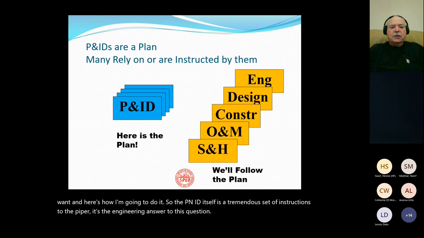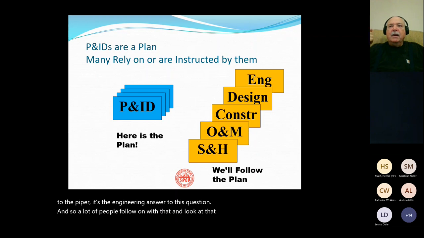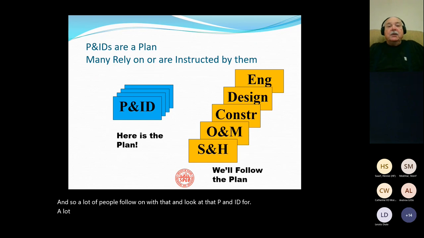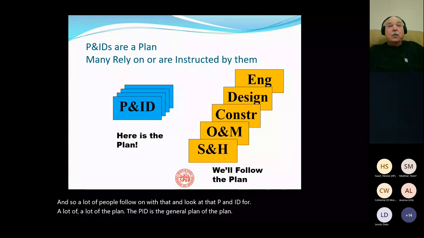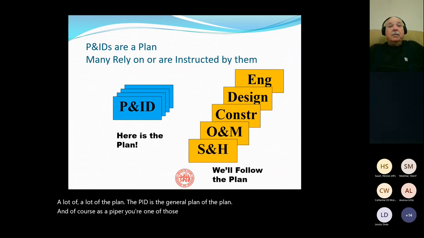So a lot of people follow on with that and look at that P&ID for a lot of the plan. The P&ID is the general plan of the plant. And of course, as a piper, you're one of those people, but a lot of people look at the P&ID for instructions.